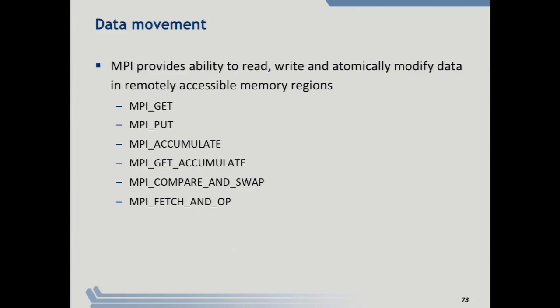What get accumulate is, why we have fetch and op and get accumulate. Get accumulate is the general case. Fetch and op is shorter, intended if you're just doing one data element. And then finally, compare and swap. How many people know about compare and swap?